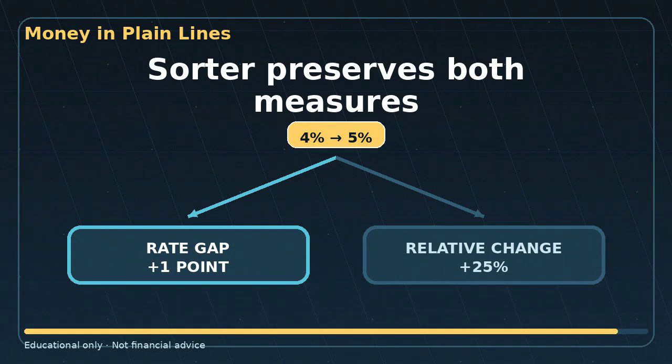State the old rate, state the new rate, name the point gap, and identify the denominator before naming a relative percentage. This fictional example is educational only, not financial advice, and it is not a recommendation about any rate, account, loan, saving choice, or financial product.